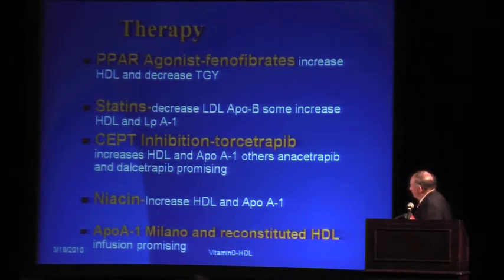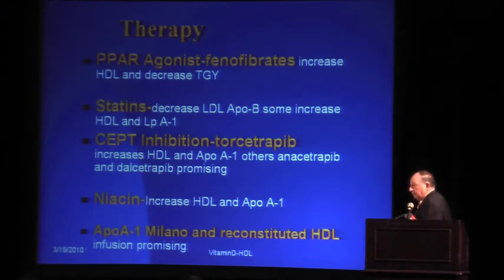torcetrapib, increases HDL and ApoA1. But this was developed and in large studies turned out to be detrimental, in that even though it raised HDL by 1/3, we saw that hypertension and heart failure and mortality was much higher. So this was a bust for Pfizer in terms of developing a CETP inhibitor. But others, anacetrapib and dalcetrapib, are very promising.